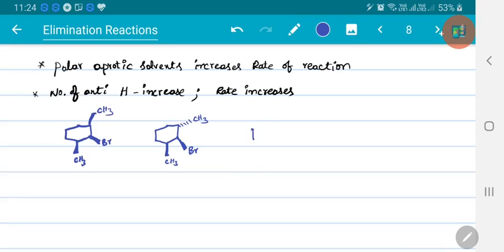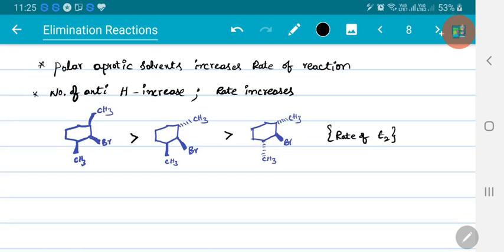Now, if we take another condition, here bromine, both methyl groups are below the plane. That means both hydrogens are on the same side as bromine. So the anti-periplanar condition failed here. So in such cases, E2 elimination occurs readily in the first one compared to the second one and then the third one. This is regarding the rate of the E2 mechanism, that means E2 elimination reactions.